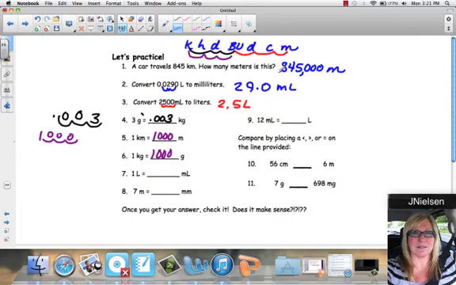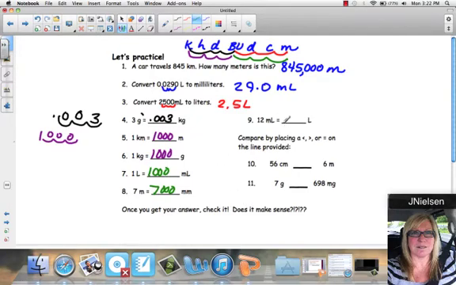In 7, we're going from liters to milliliters. So we're going from the base unit, 1, 2, 3, to the right. So 1 liter is 1,000 milliliters. In the next one, in 8, we're doing the same thing. We're just going from meters to millimeters. It's still 3 to the right. They just changed the base unit. Instead of talking about volume, we are talking about length. So 7 meters is 7,000 millimeters.